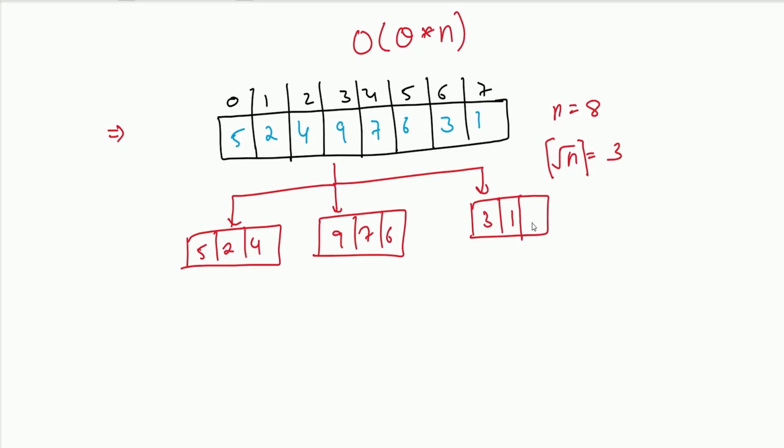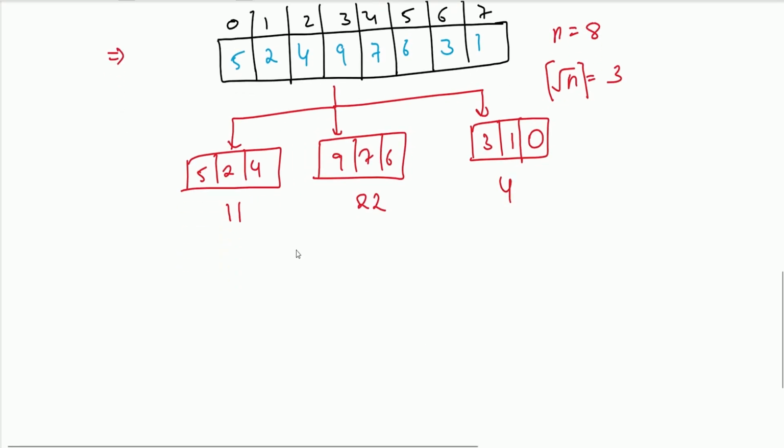Actually, when we are doing this, we don't need to store these blocks. We only need to store the results of them. Here we are calculating the sum, so we can assume that this is 0. If we were calculating a product, we could assume that this is 1. But when we are coding, we are not storing these blocks. So what will be the sum here? 5 plus 2 plus 4 is 11. 9 plus 7 plus 6 is 22. 3 plus 1 is 4. So we have stored the sum here.